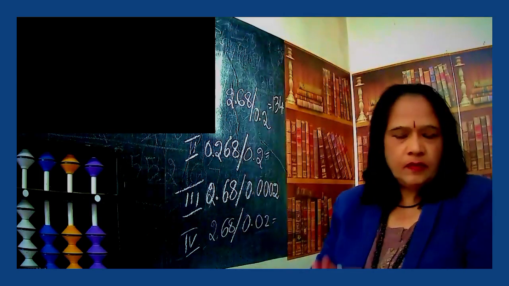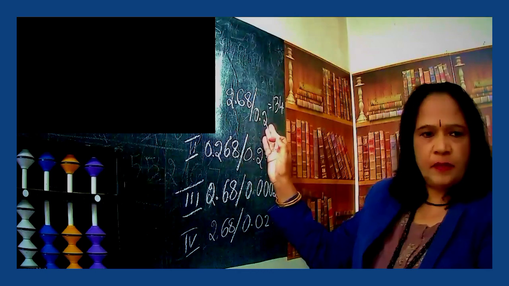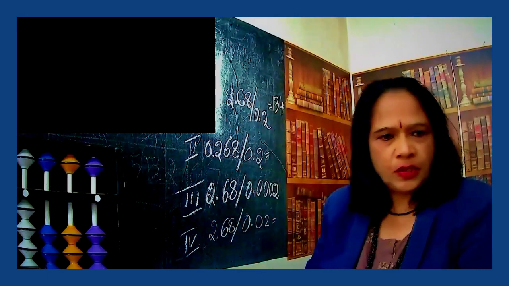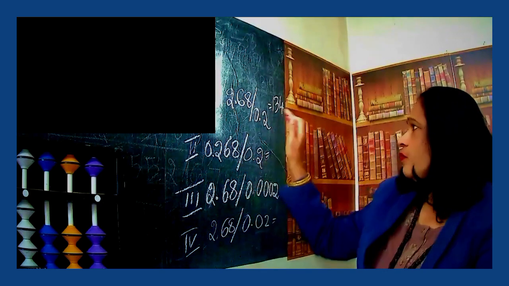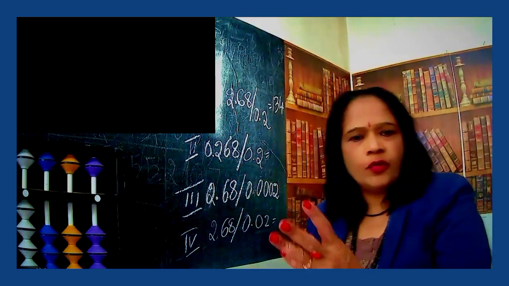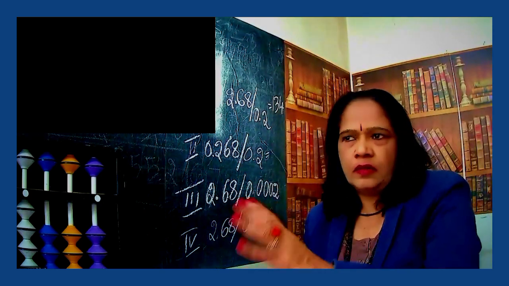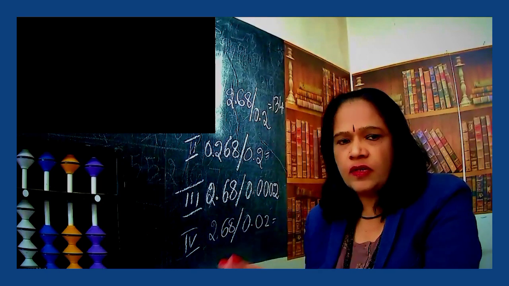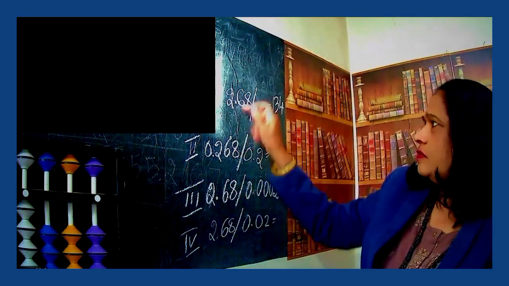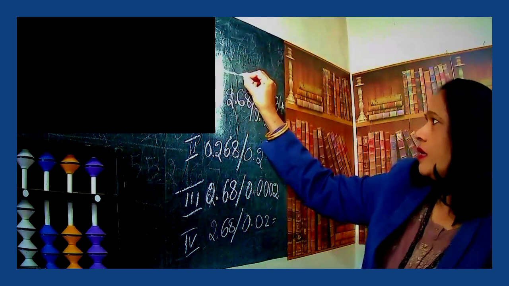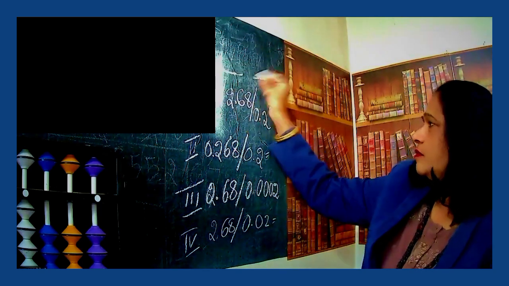The division we have already done: 2.68 divided by 0.2. The answer we got as a whole number is 134. We have 4 different types for putting the point. What are the different methods we should use? That we'll see now.